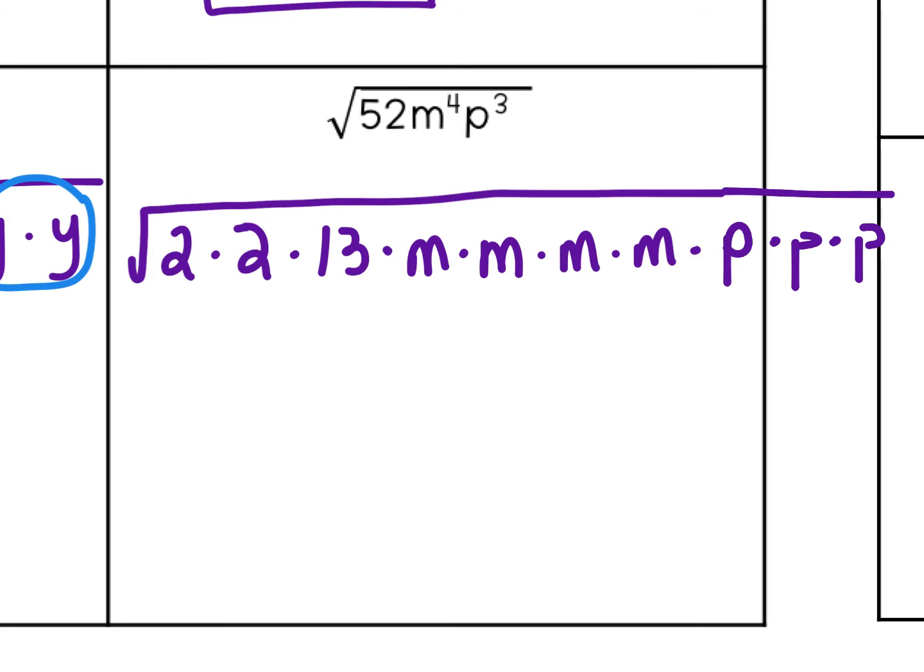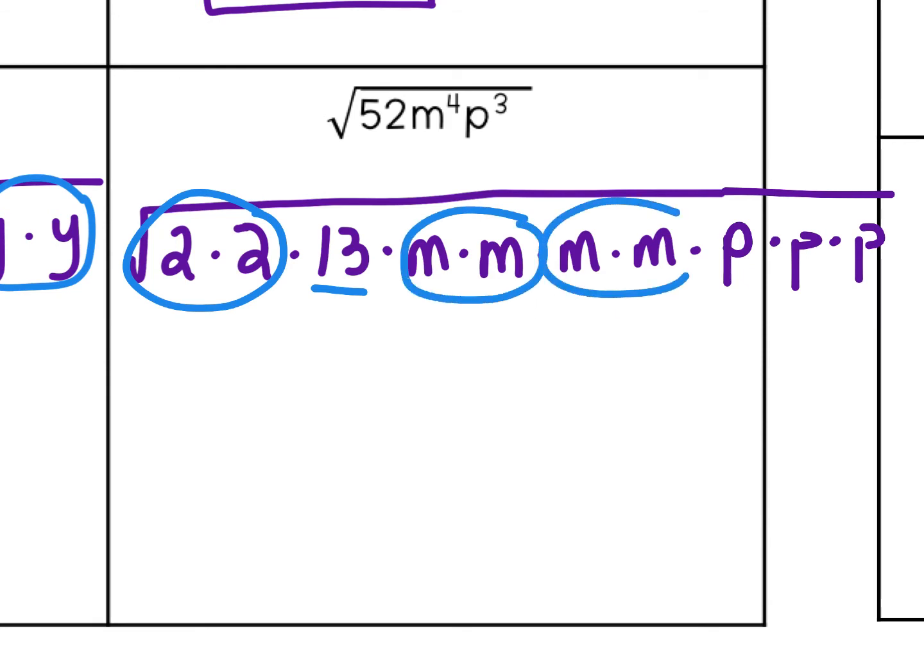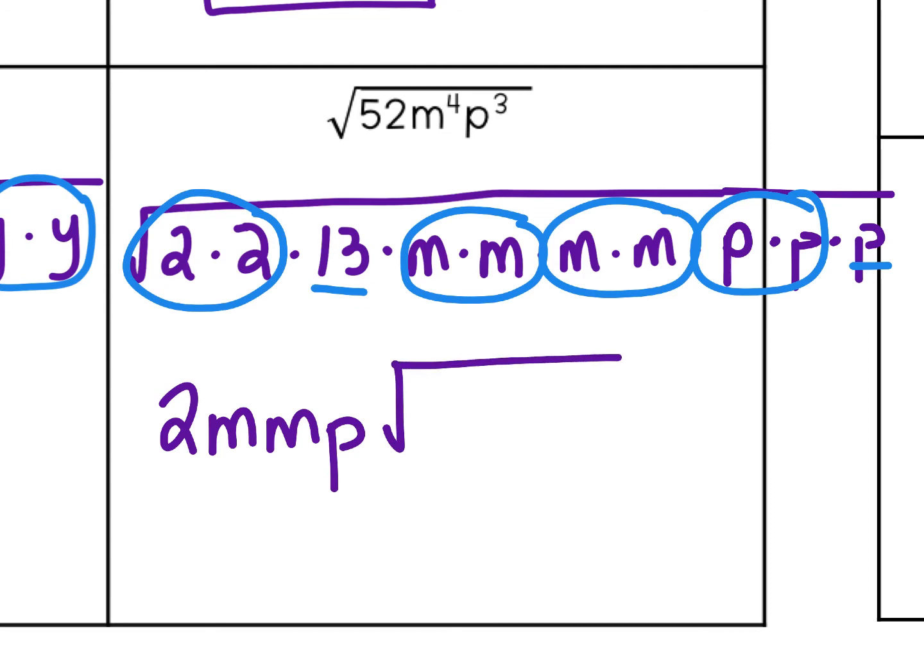Now I'm going to circle the pairs. So there's a pair of 2's, that 13 is by itself, a pair of m's, another pair of m's, a pair of p's, and then one p by itself. Anything that got circled is going to go to the outside. So 2, m, another m, and a p. On the inside, anything that was alone, so the 13p.